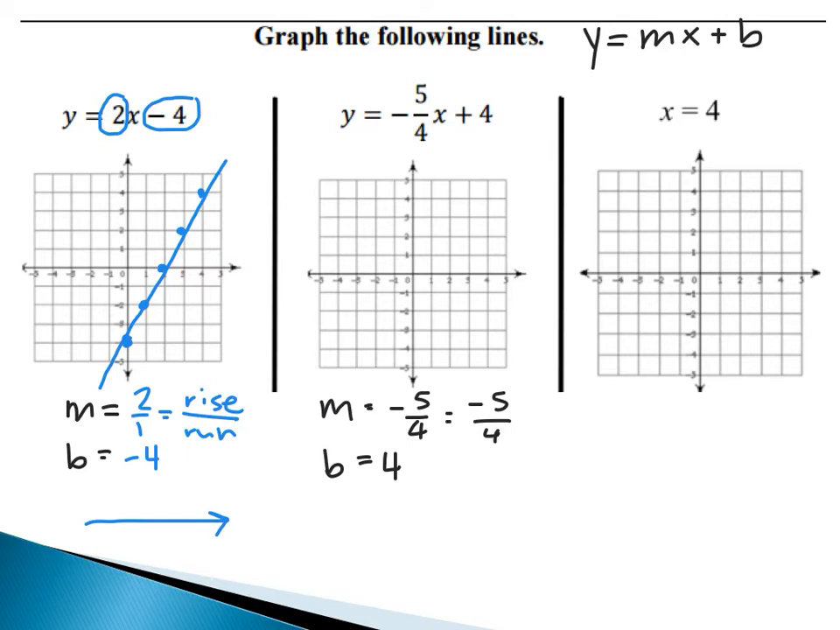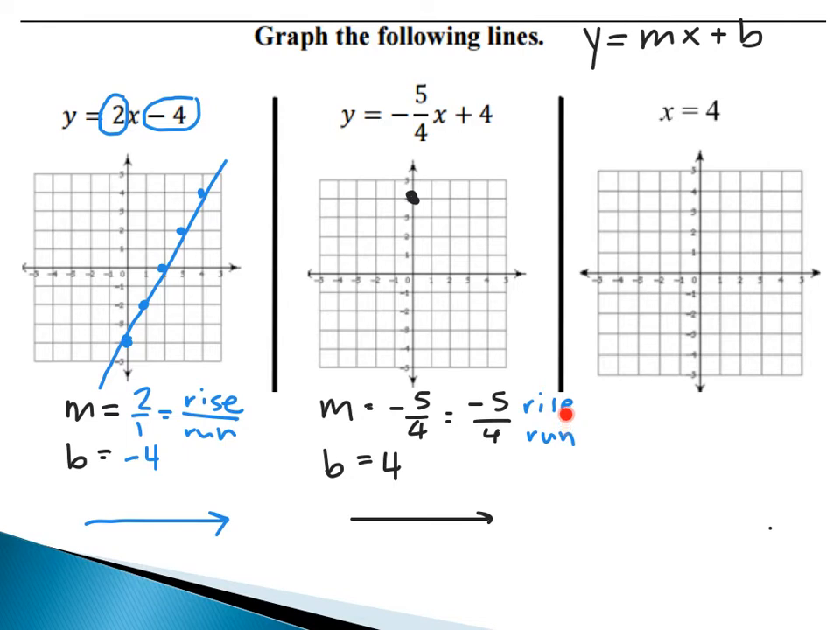So again, to graph this, I'm going to start with my plus 4. I'm going to start with my y-intercept, which is right here. Then again, I'm going to move from left to right. I'm going to plot my slope. Now notice the slope is negative 5 over 4. So remember, negative 5 over 4, my rise is going to be negative 5, and my run is going to be 4. Now, what the heck does this mean? How do I have a rise of negative 5? How do I go up negative 5? Oh, that doesn't make sense.